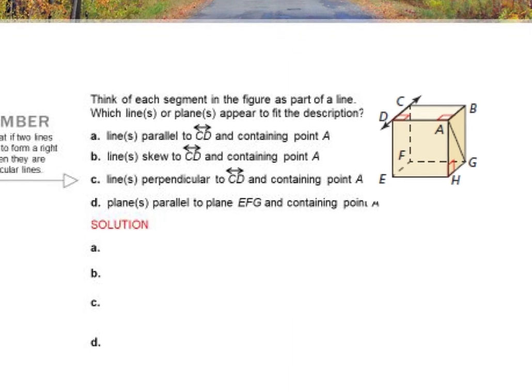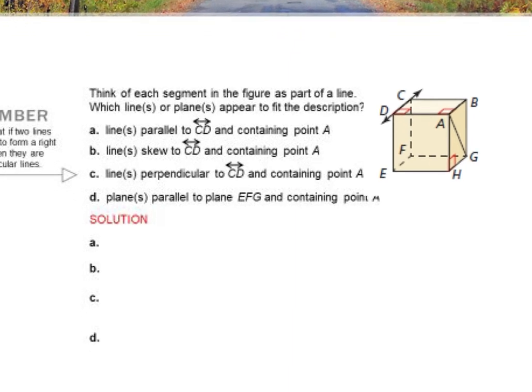Think of each segment in the figure as part of a line. Which line or lines appear to fit the description? So let's try A. It says lines parallel to CD and containing point A. Okay, so let's look at A. A is right here. There's only one line that is exactly parallel, and that's line AB. AB is the only line that is parallel to CD and contains point A.